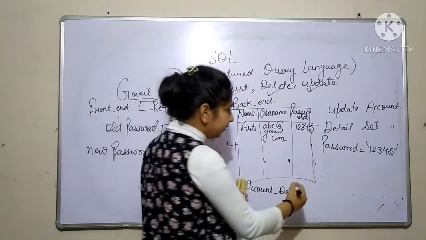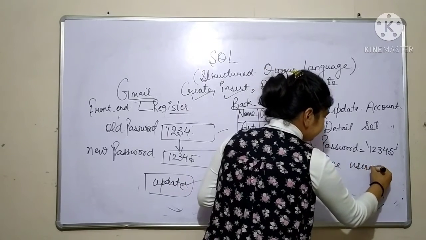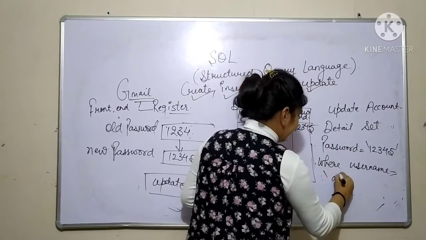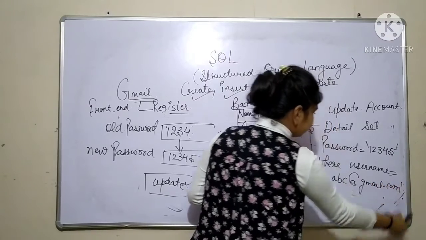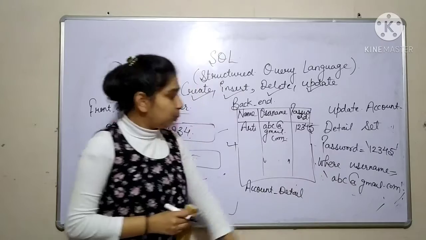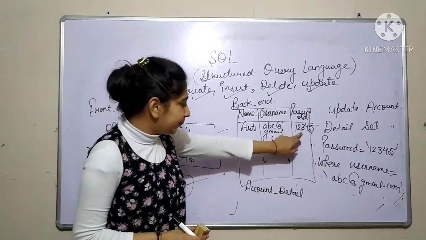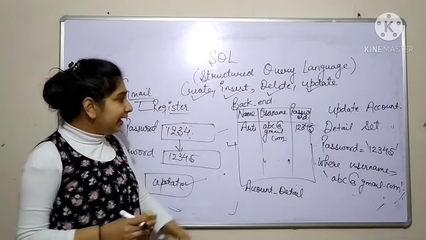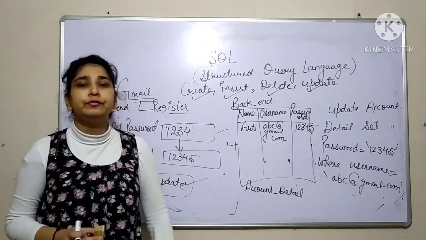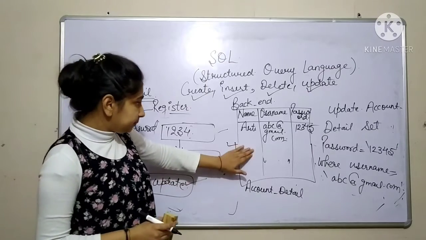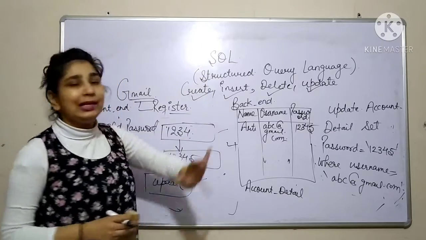Where your username is equal to abc@gmail.com. So where this username is present, we are going to update the value. The password is getting changed from 1234 to 12345. Okay, so this way we are going to run our SQL queries.